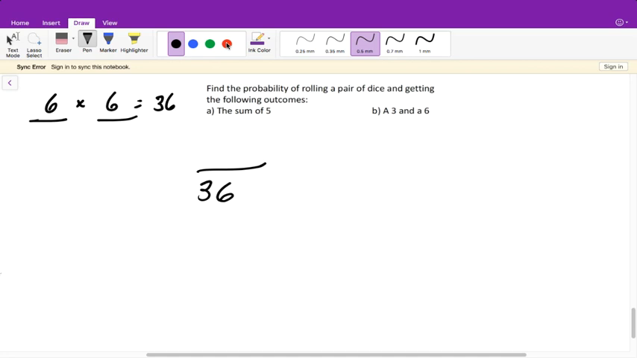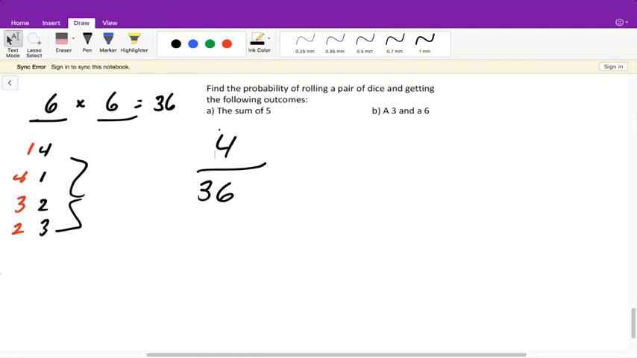Well, to get a sum of 5, I can have 2 die, a red one and a black one, and I could roll a 1 and a 4. I can roll a 4 and a 1. I can roll a 3 and a 2, or I can roll a 2 and a 3. There's no other possible ways of me getting a sum of 5. So then from here, I count them up. I have 4 total ways of getting a sum of 5.